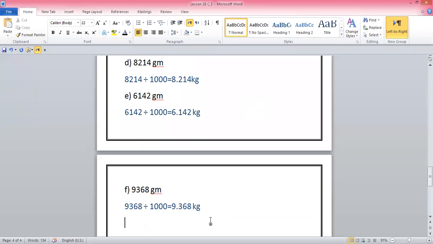Yes, sir. Very clear. Guys, complete it fast. This is the last part, G. Then we will come to the new topic, conversion of meter to centimeter.